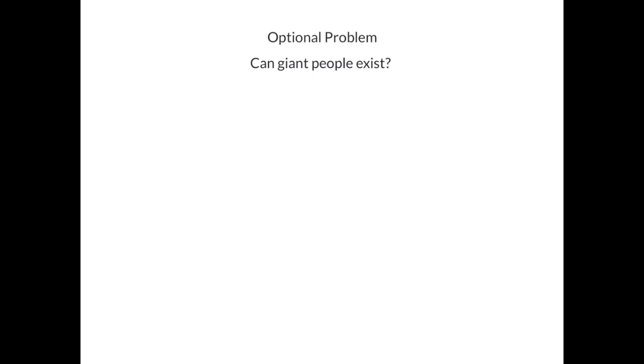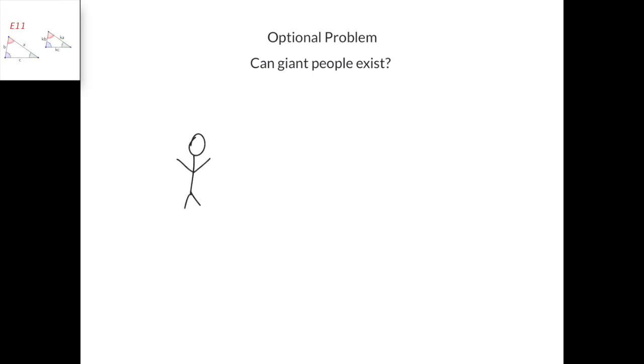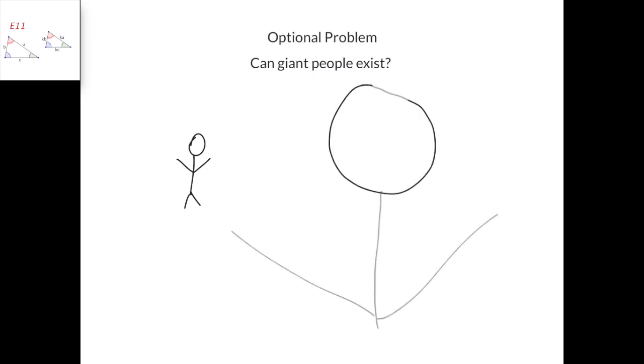Can giant people exist? Is it possible that giant people exist? What do I mean by giant people? I mean, if this here is a normal person, a giant person would have exactly the same proportions, so it would be a scaled version of the normal person, but it would be 10 times larger, so that would be so large I can't even fit it on the screen.